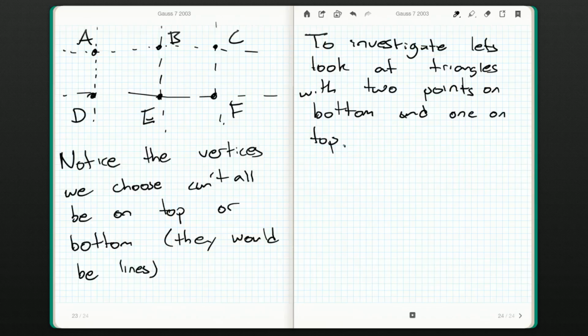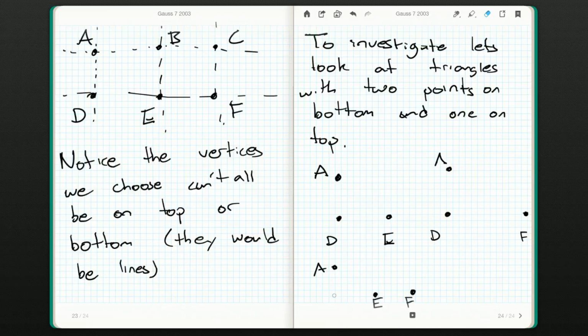So, when it comes to choosing our top point, no reason not to take a look at A. So we could have A and then D and E. That's a possibility. We could have A, D, and F. Or finally, we could have A, E, and F.